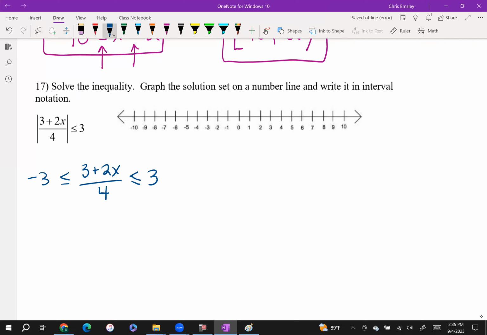Once we have it set up like this, we are done worrying about the absolute value, and now we're going to solve it just like our last example. I'm going to multiply by 4, so I need to do it on the left and the right. I get -12. In the middle, the 4's cancel, and a +12. Then I want to subtract that 3. I need to do it on the left and on the right.